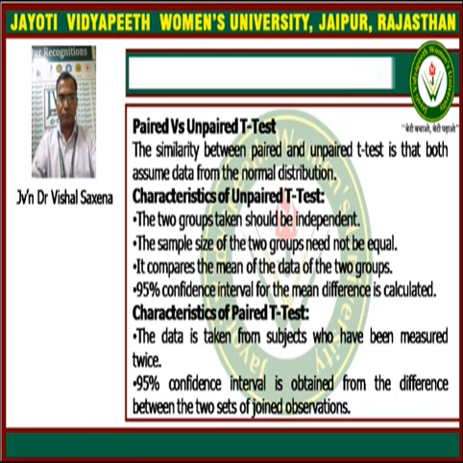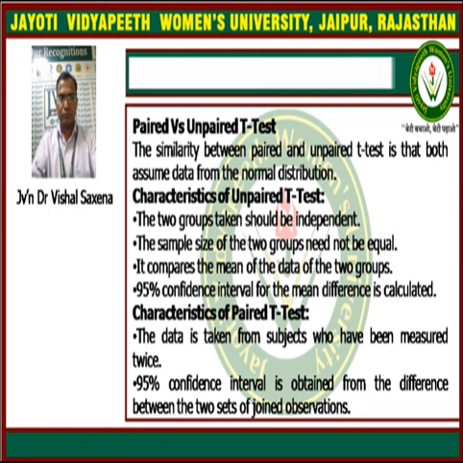Now paired versus unpaired t-test. The similarity between paired and unpaired t-test is that both assume data from the normal distribution. Characteristics of the unpaired t-test: the two groups taken should be independent. The sample size of the two groups need not be equal. It compares the mean of the data of two groups, and a 95% confidence interval for the mean difference is calculated.